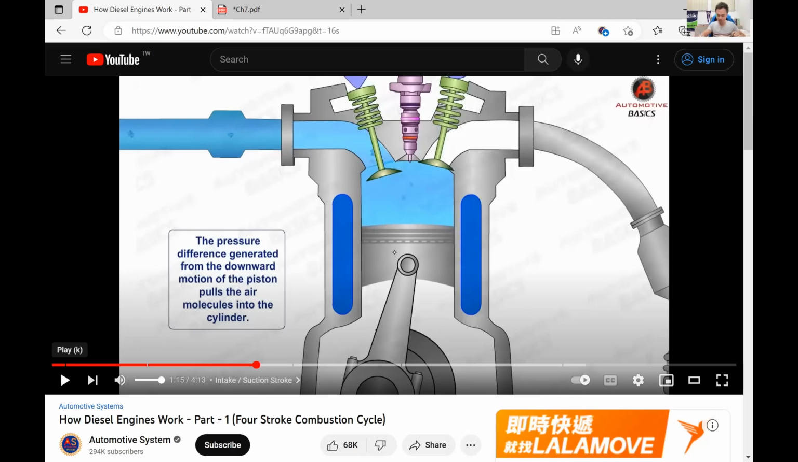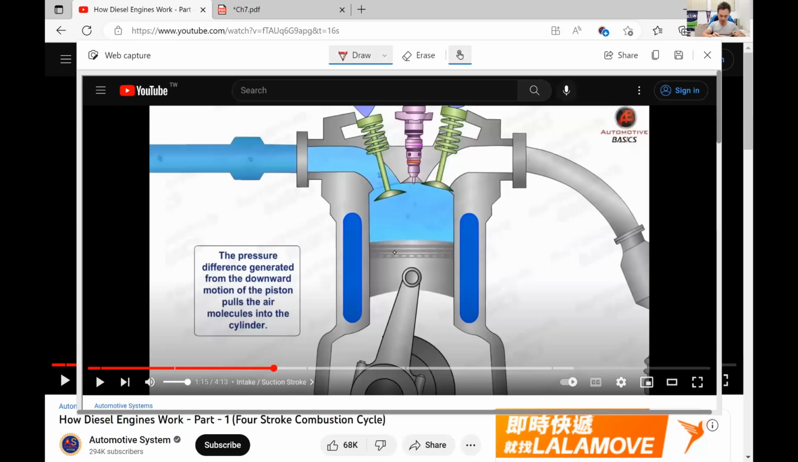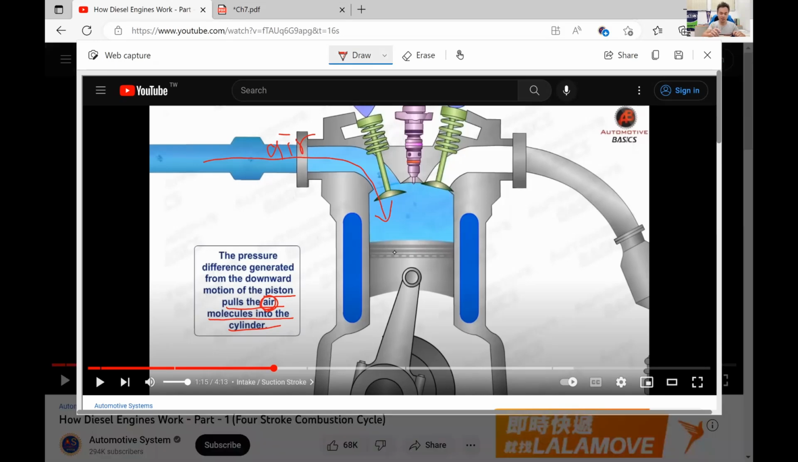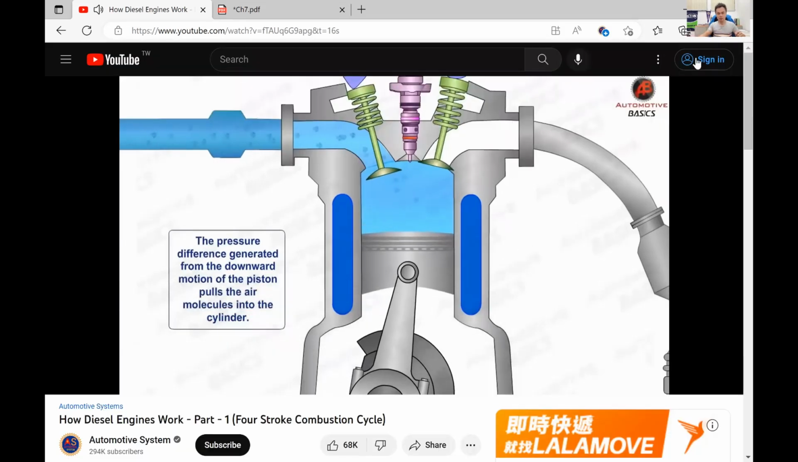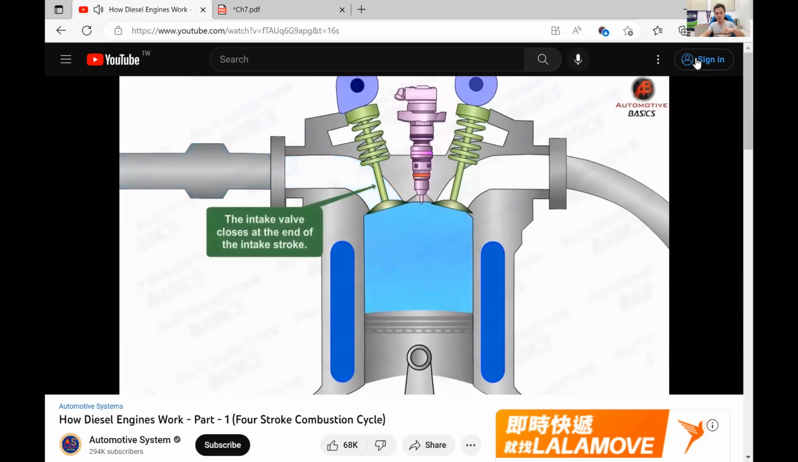Okay, so look at this. Here it says the piston pulls the air molecules into the cylinder. This is all air, not air-fuel mixture. Fuel is not inside the piston at this moment. Okay, let's continue. So air is being sucked into the piston, into the system.